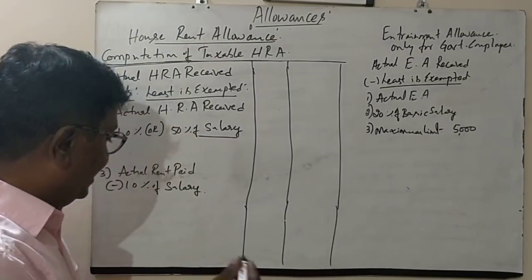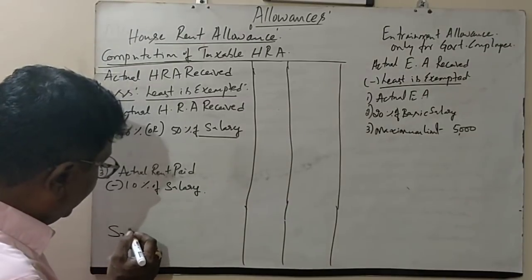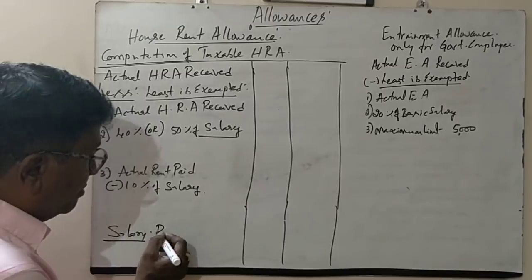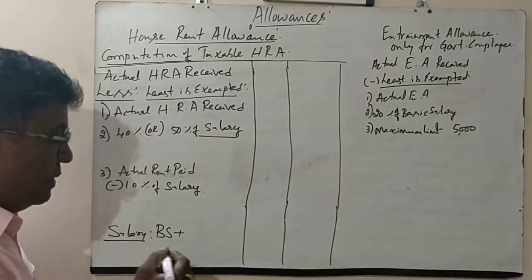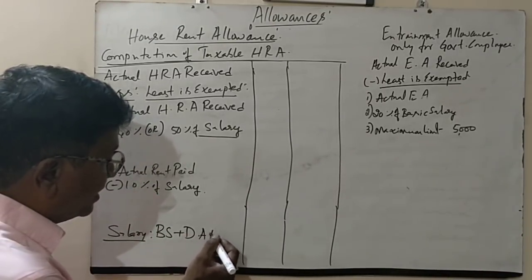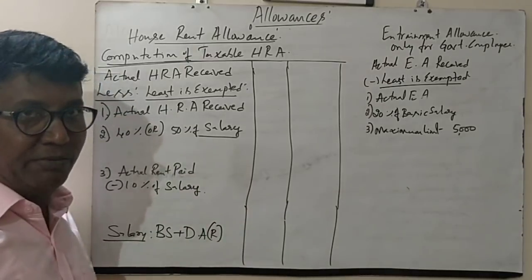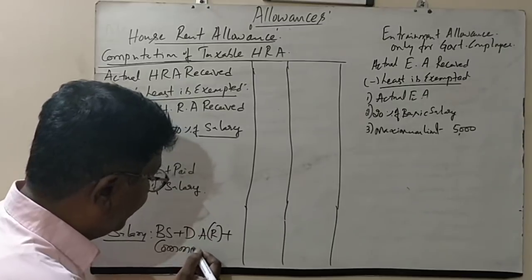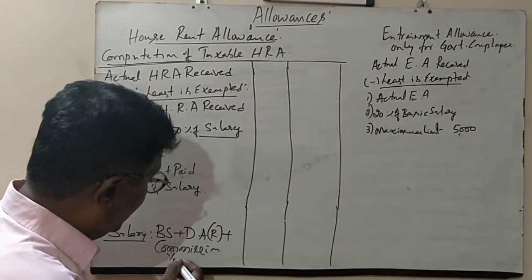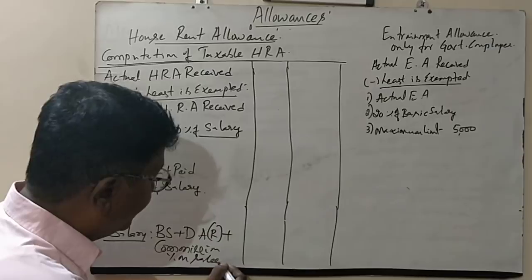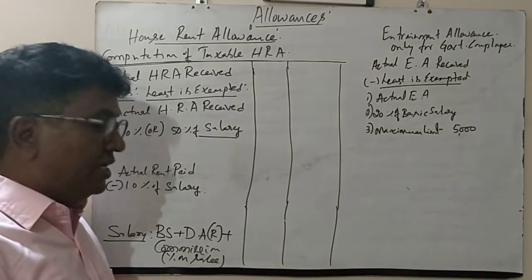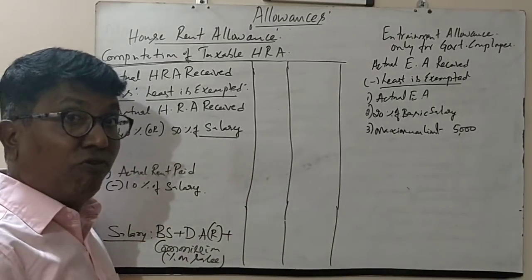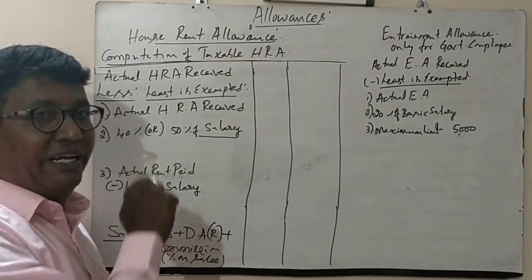Very simple. Salary for HRA is basic salary plus dearness allowance if it enters into retirement benefit, plus commission if it is paid as a percentage on sales. These three components put together, we call it the salary for the purpose of HRA.